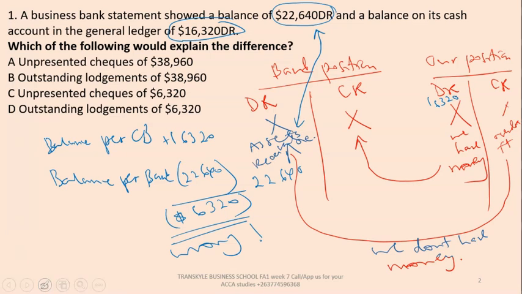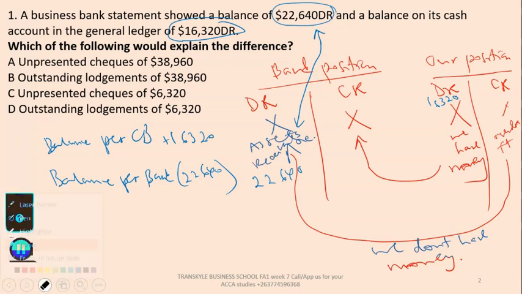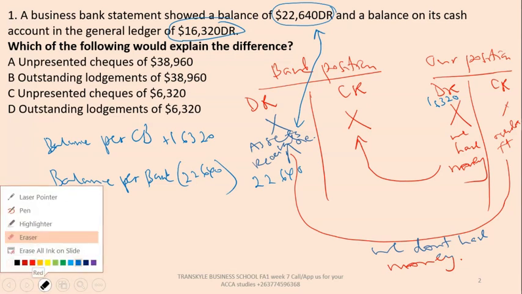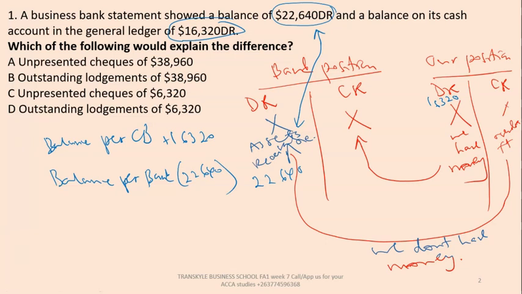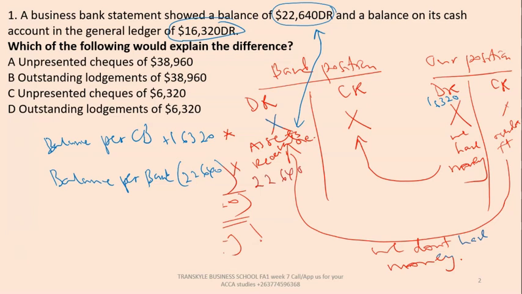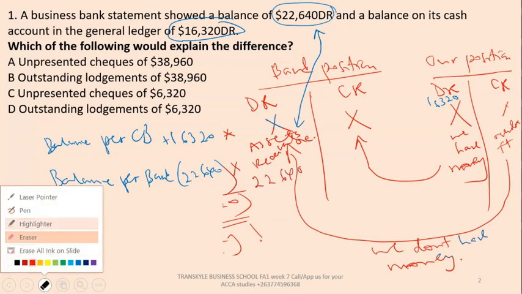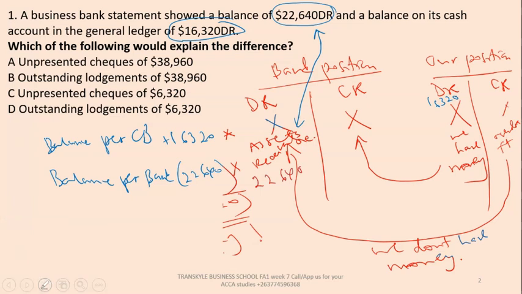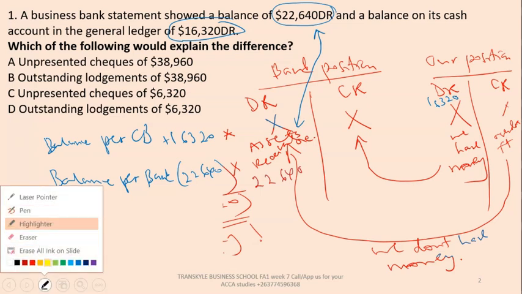The problem with the bank reconciliation is that you are reconciling the bank statement and the cash book balance. You want them to be equal, right? So if you want these two balances to be equal, then we need to be very, very careful. Sorry, my pen is misbehaving. Don't worry, let us simply proceed.